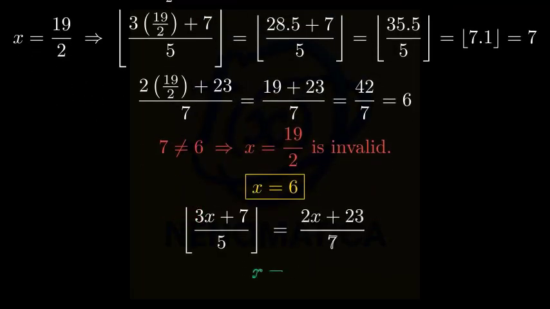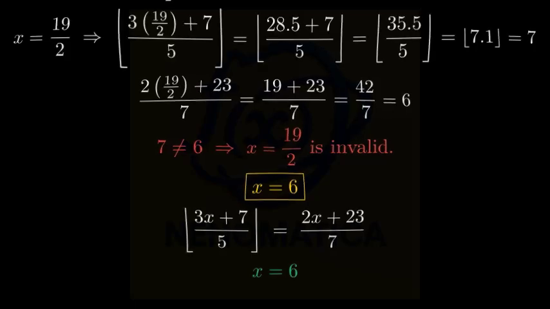Summary. Setting the inner expression equal to the right side gave a valid integer y at x equals 6. A second candidate from checking y plus 1 did not satisfy the floor equality. Final answer: x equals 6.